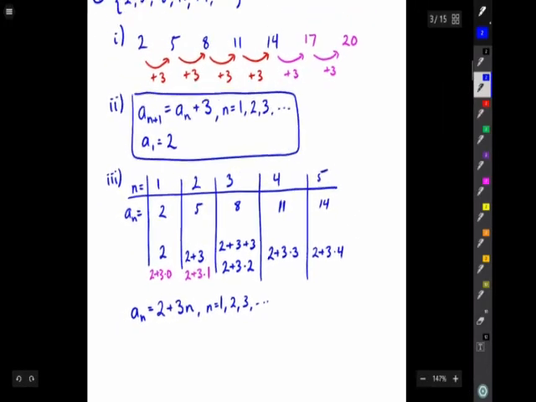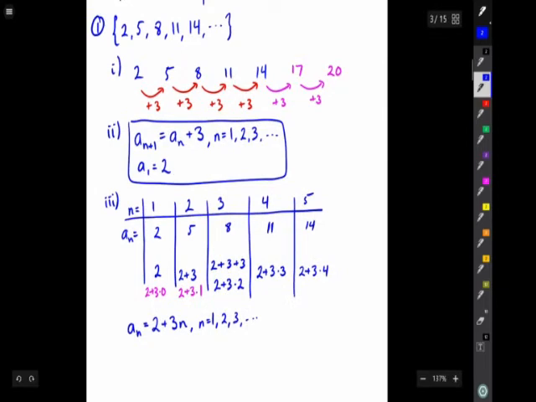You can even double check that. If I plug in n equals 6, I'm going to get 2 plus 18, which is 20. Oh, I did this wrong. It's not 3n, it's 3n minus 1, because it was 3 times 1 less than the index. Sorry about that.